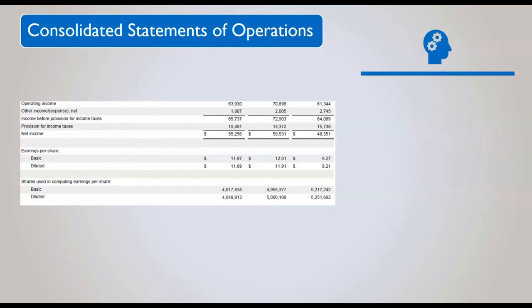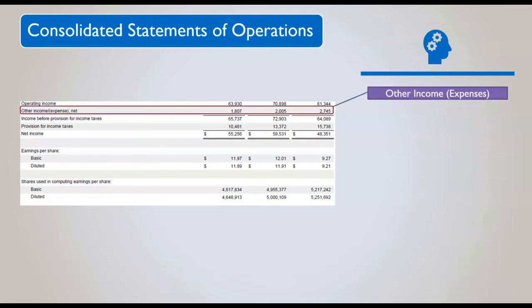The next section we see here is the bottom half of the P&L, or the statement of operations. Here we can see a line item for other income and expenses. This was $1.8 billion for fiscal 2019. Note 4 of the financial statements will provide further details of what is included in this balance. For example, this includes the $4.9 billion of interest and dividend income, which was partially offset by $3.6 billion of interest expense incurred on Apple's debt.